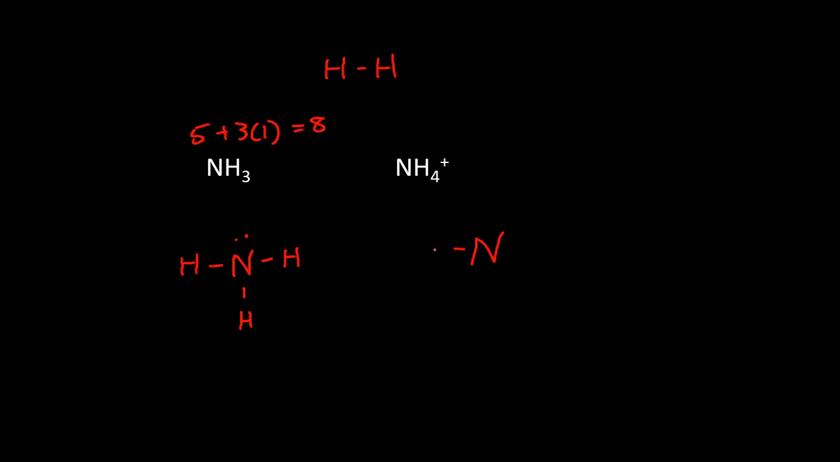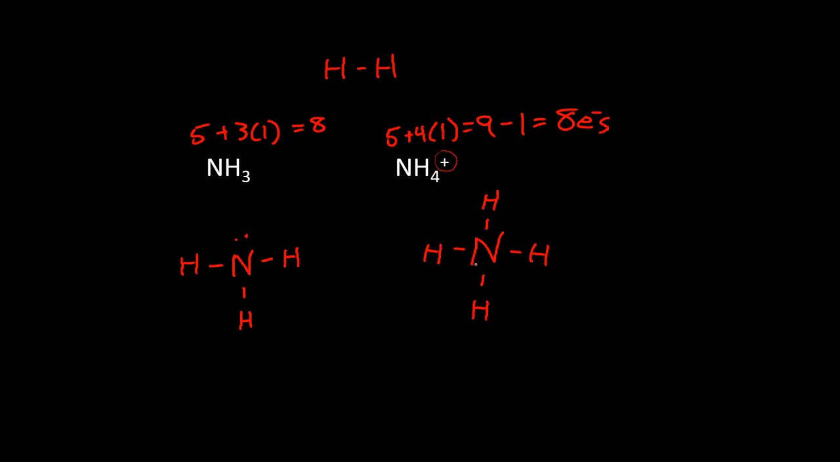Ammonium is going to be similar. Put those hydrogens in. They have to be bonded to the nitrogen because they can't be bonded to each other. If we add up the valence electrons here, we have 5 from the nitrogen. We have 4 hydrogens, 1 electron from each, which gives us 9, but we have a positive charge, which means that we've lost an electron, which means we only have 8 electrons in our structure.